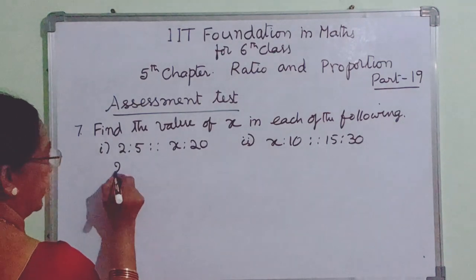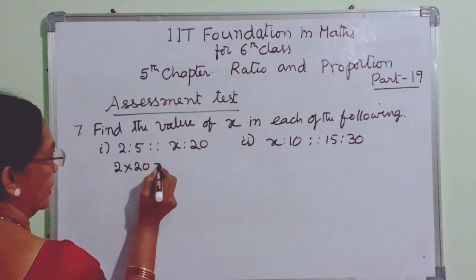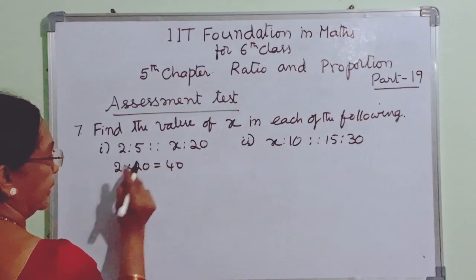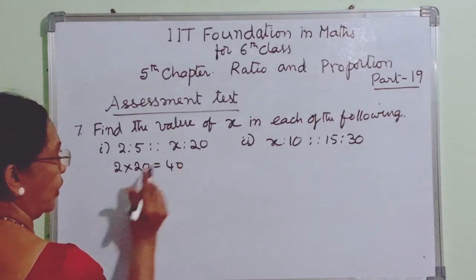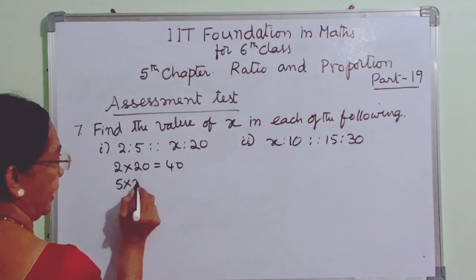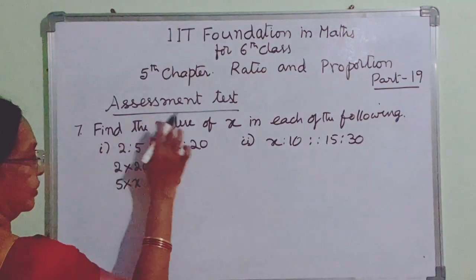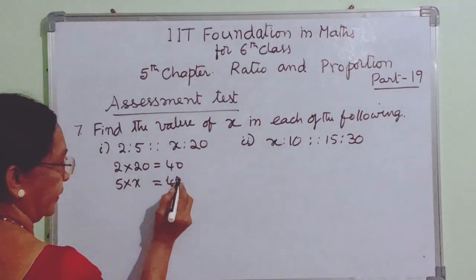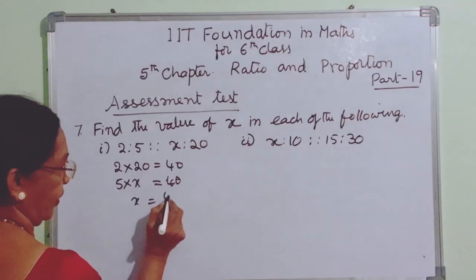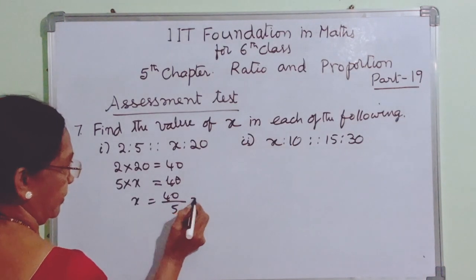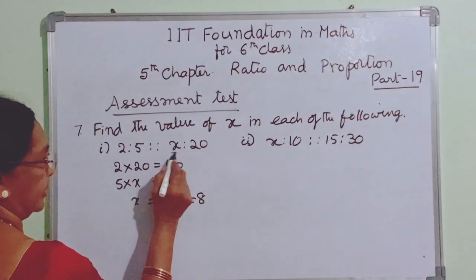Therefore, the product of extremes 2 into 20 is equal to 40. The product of extremes is equal to the product of means, that is 5 into x is equal to 40. So x is equal to 40 by 5 is equal to 8. So x is equal to 8.